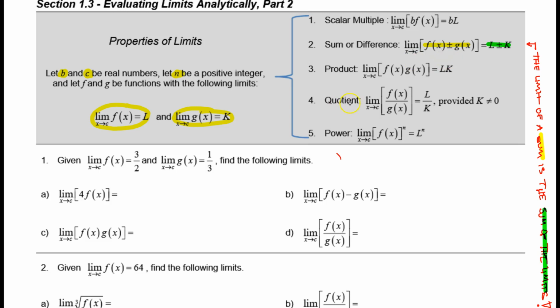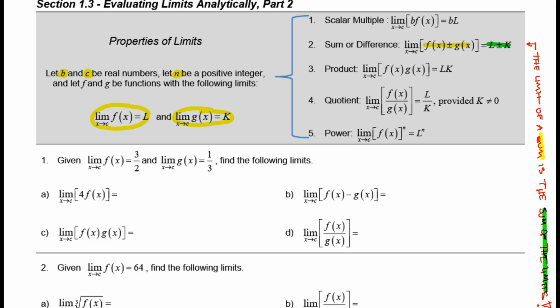For property number 4, we have the quotient limit. The limit of a quotient, f divided by g, is equal to the quotient of the limits, L divided by k, as long as the number k is not 0.